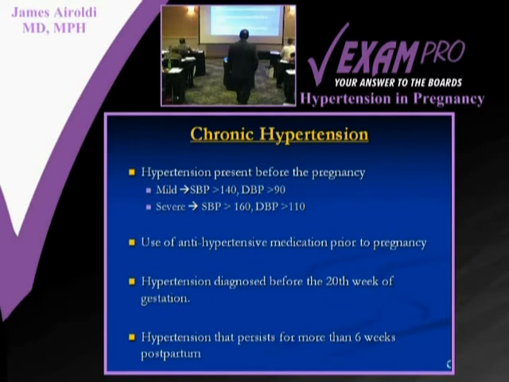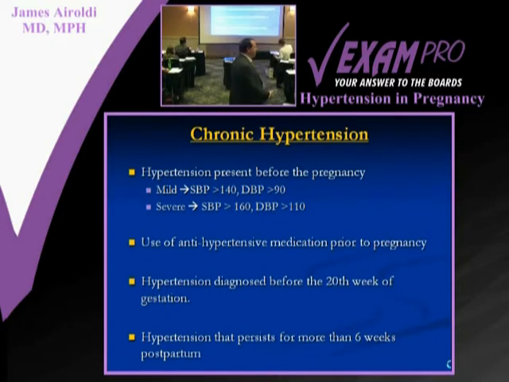Hypertension's got to be, if it's chronic, diagnosed before 20 weeks, and it's got to persist for more than 6 weeks afterwards. So in all this, probably one of the most important things is to see a person in 3 months after a pregnancy. What is your blood pressure at that point? How are you feeling? Is there a need for medication? Did we slowly take you off your antihypertensive and things got better?